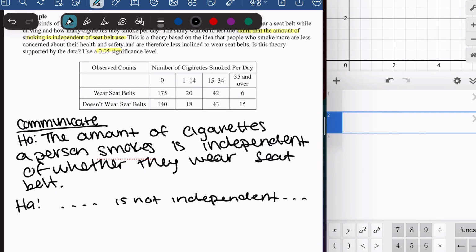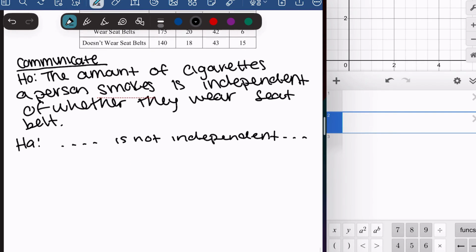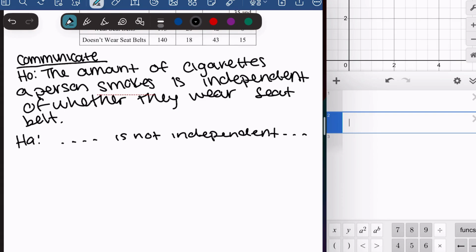So my hypotheses, my null hypothesis, notice the question already told me what my claim is. They're trying to see if they are independent. So my null hypothesis is that the amount of cigarettes a person smokes is independent of whether they wear a seatbelt.